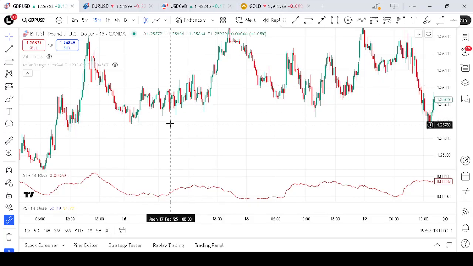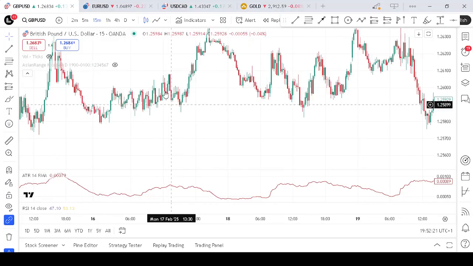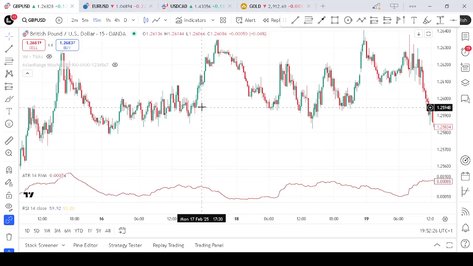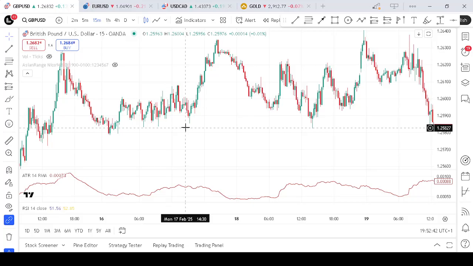Timing is another crucial factor for applying a low volatility strategy. These conditions are most common during specific times such as before major news, during market holidays, announcements, or in the middle of trading sessions when activities slow down. Recognizing these patterns helps you plan your trades more efficiently. Now let's look at how we can trade the range.